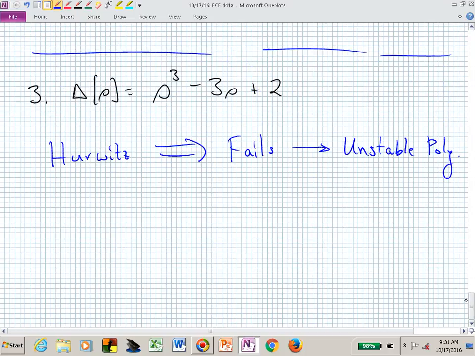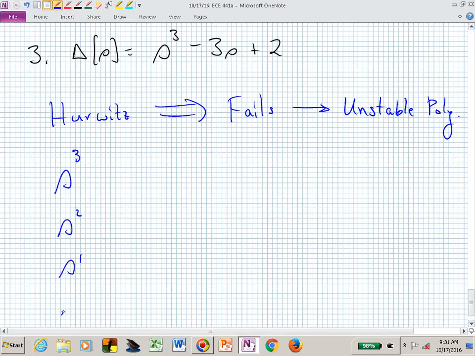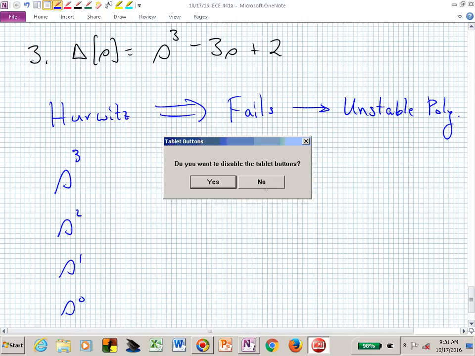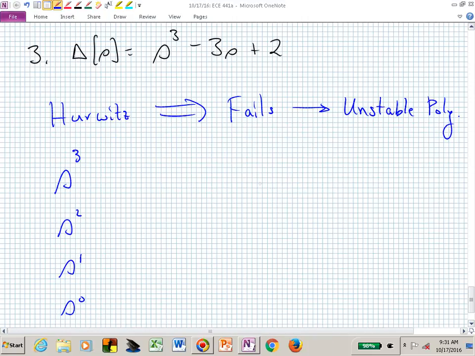What we start with is s cubed, s squared, s1, and s0. Shaking too much up here and my tablet's misbehaving. It's thinking I want to stop the buttons.